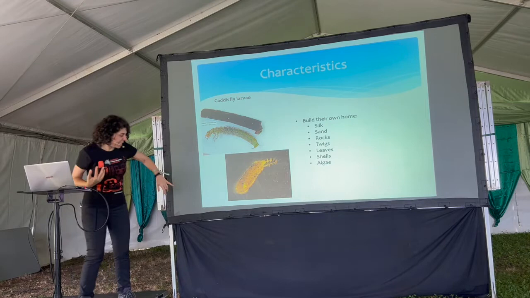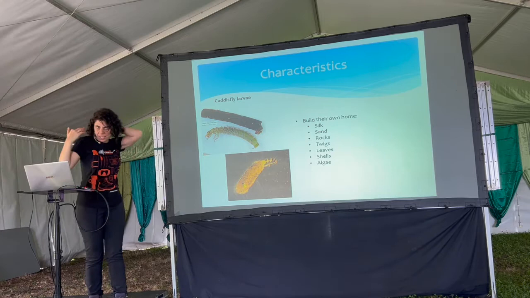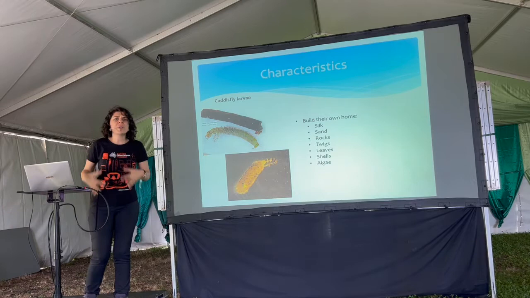So they're what we call sclerotized, so that means that they have a really hard shell. So the top of their head and sort of where their neck is protected because it's quite strong, but the rest of their body is really soft.